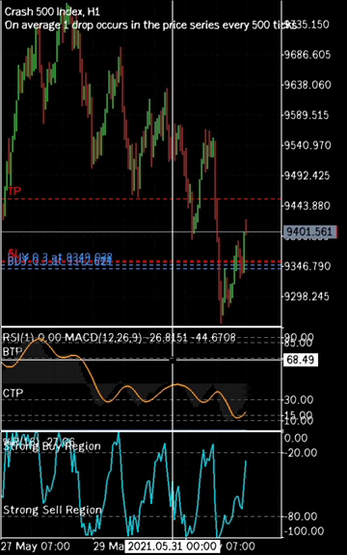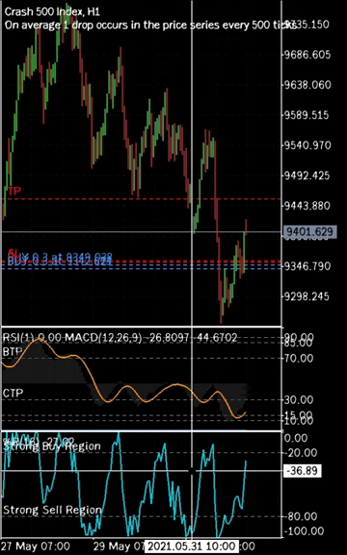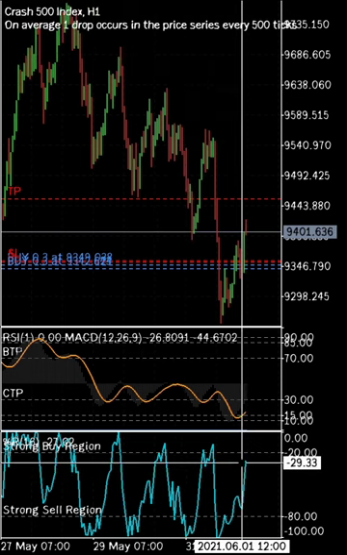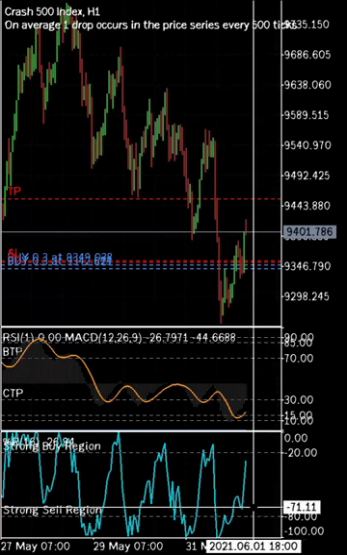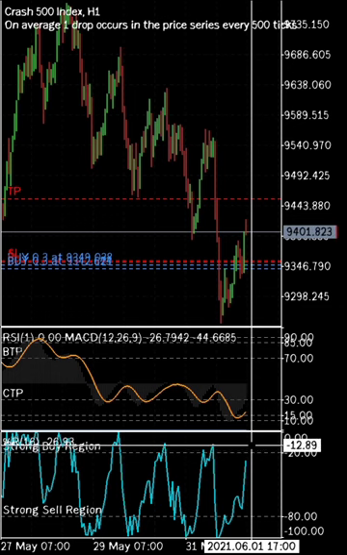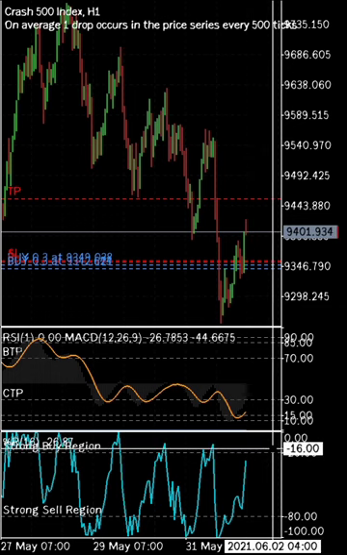Ensure that this Williams percent rate is above what? This 20 level, or it is moving towards this 20 level. It signifies a strong buy. Once it is at this 20 level, you know that it is at a strong buy region.